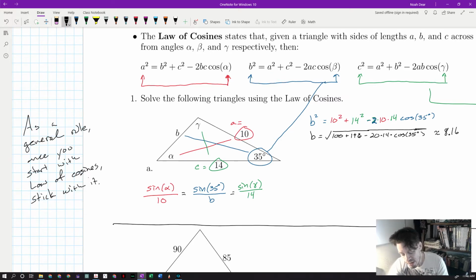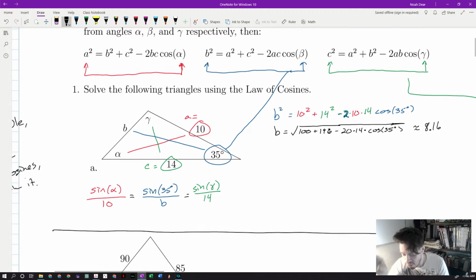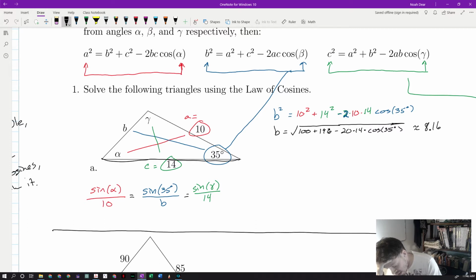Honestly, law of cosines has a real big benefit that law of sines does not, and I'll talk about this more in a little bit, but with law of cosines, there's never an ambiguous case. There's never going to be two potential triangles. For this specific triangle, if I look at how this is set up, I take the bottom side, the angle of 35 degrees, and the side of length 10 and put those together.